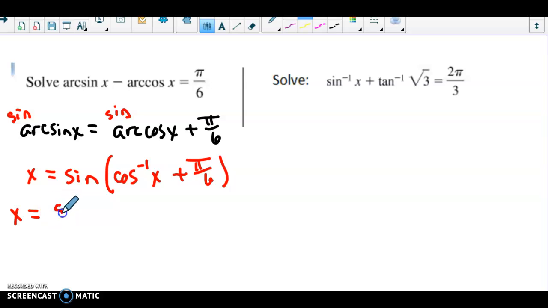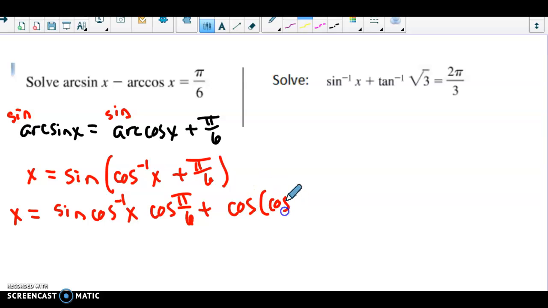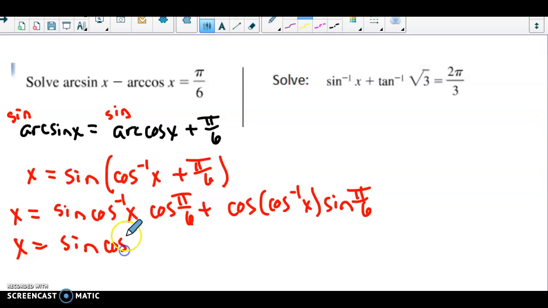The sine of a sum, we take the sine of the first angle times the cosine of the second angle plus the cosine of the first angle times the sine of the second angle, right? That's our rule. So, sine of the cosine inverse, that I'm going to have to draw a little triangle for, I think. Cosine of pi over 6, though, I know what that is.